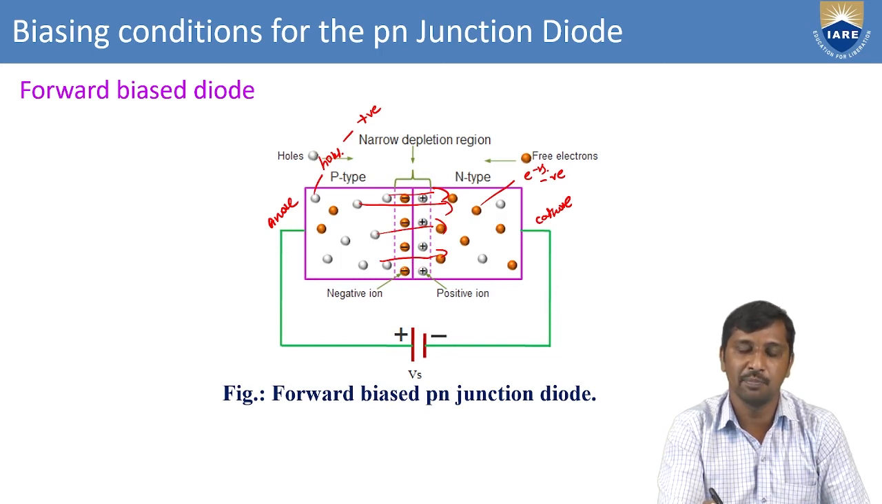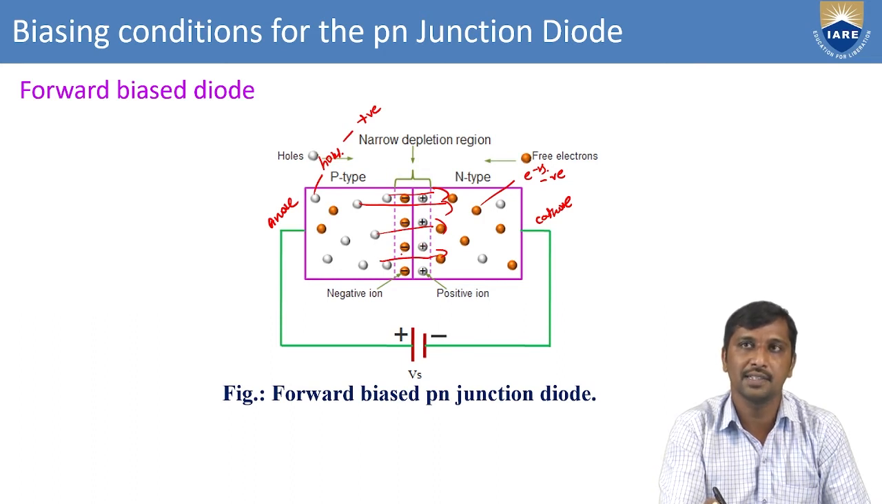Why? Because it breaks this covalent bond structure. It breaks this potential barrier here. For further movement, to cross from the P region to the other region, we need to break this potential barrier. So that is the reason. How are we going to break this potential barrier here? By applying this energy, we are breaking this potential barrier or depletion space charge region.